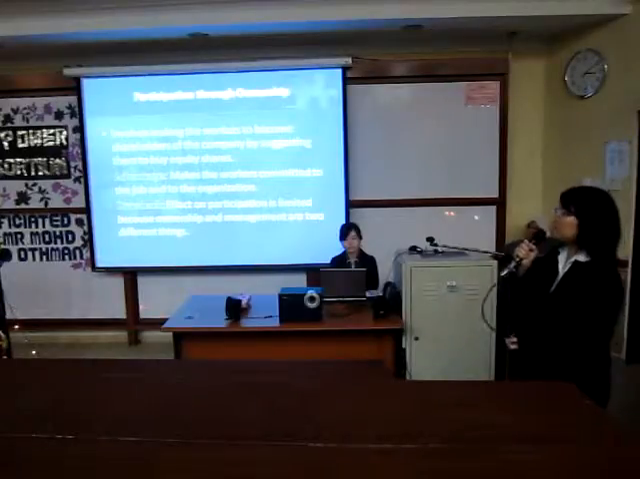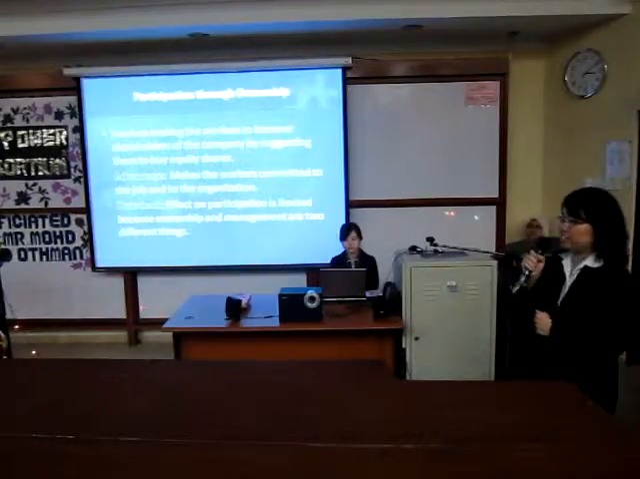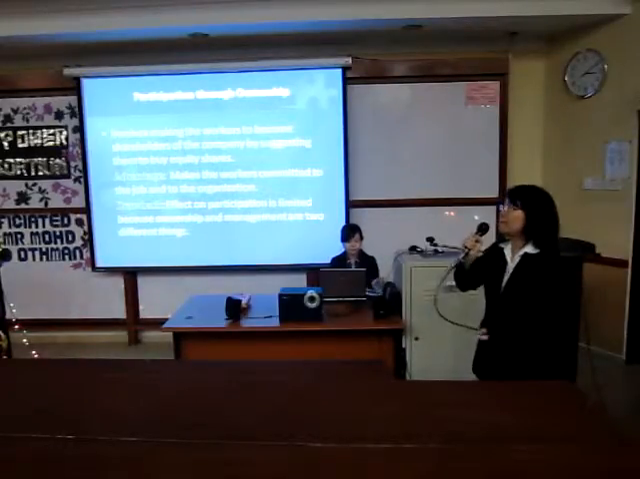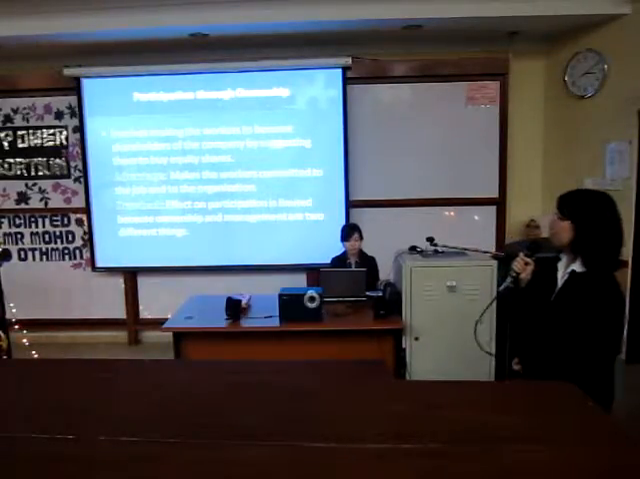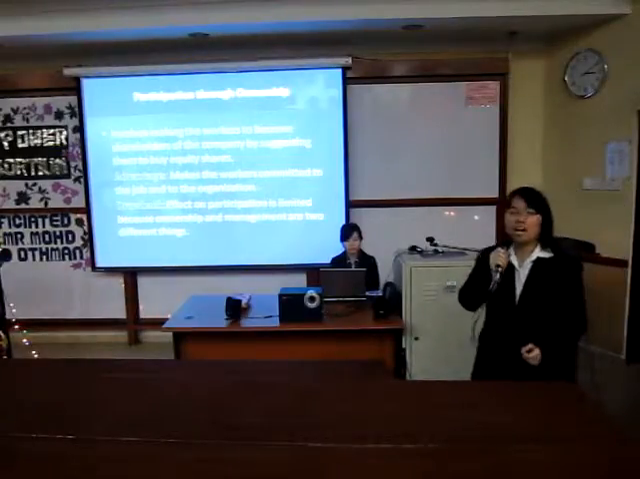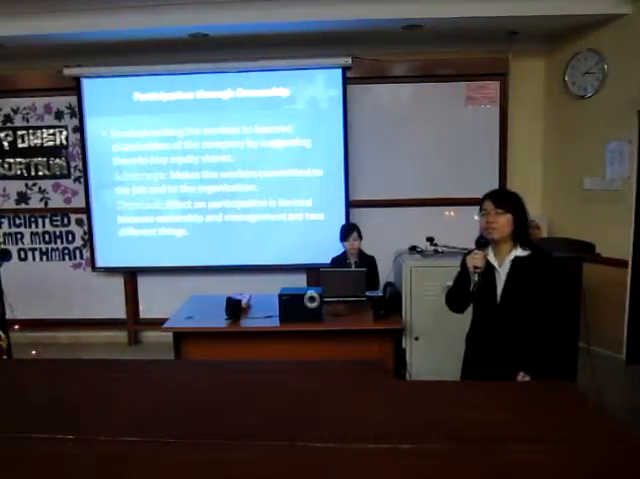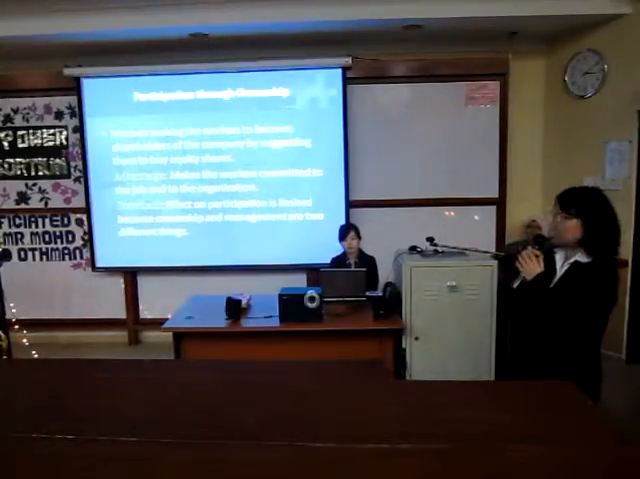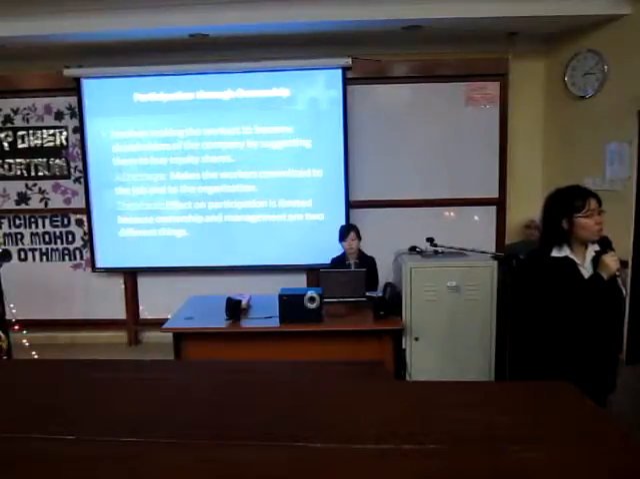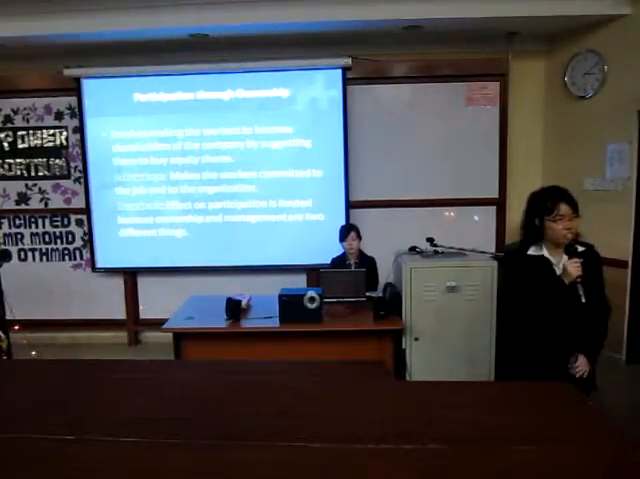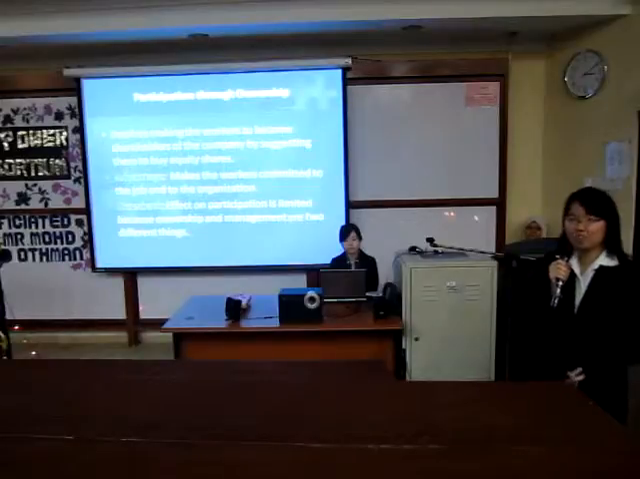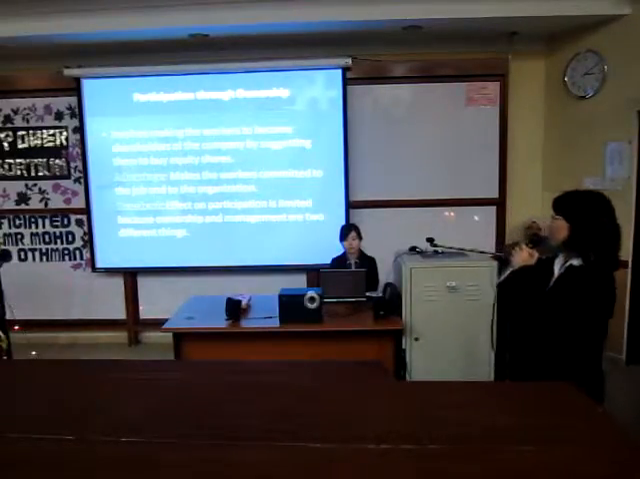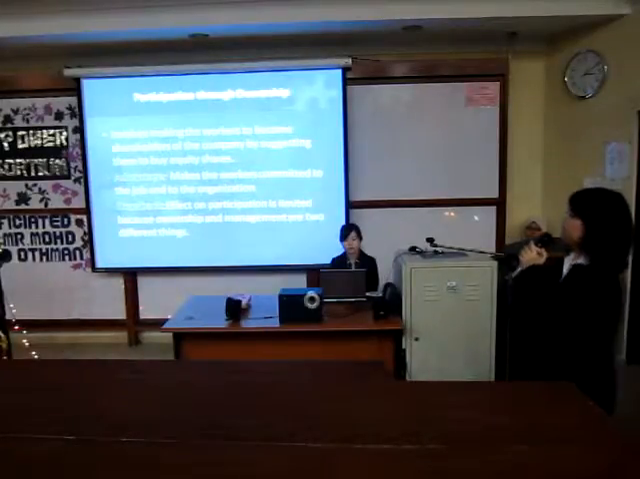Next is participation through ownership. This involves making the workers become shareholders of the company by suggesting them to buy equity shares. An example is Alibaba, a well-known internet company in China, which has offered stock options to employees. The advantage is that it can make the workers committed not only to the job, but also to the organization as well. However, the drawback is that the effect on participation is often limited because ownership and management are two different things.